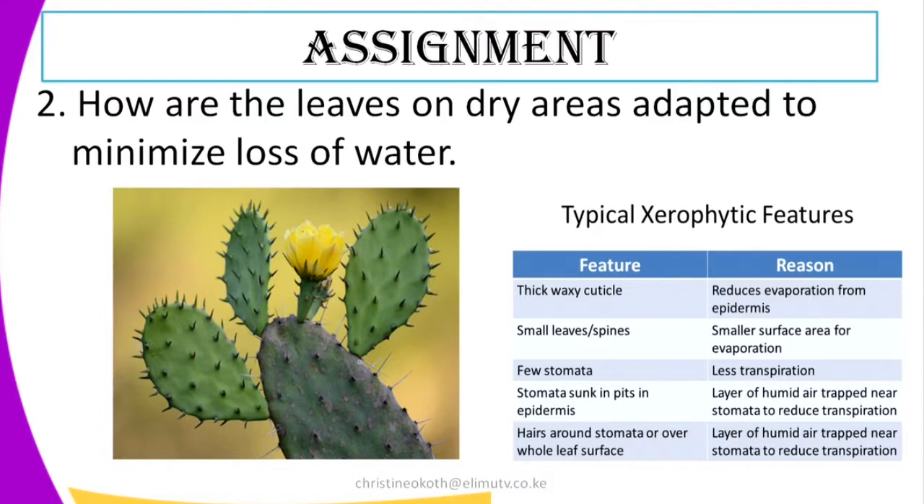And in this case, we are specifically looking at the stomata, because the stomata is where the most water is lost. So it has very few and sunken stomata that help to reduce the water loss from the plants.